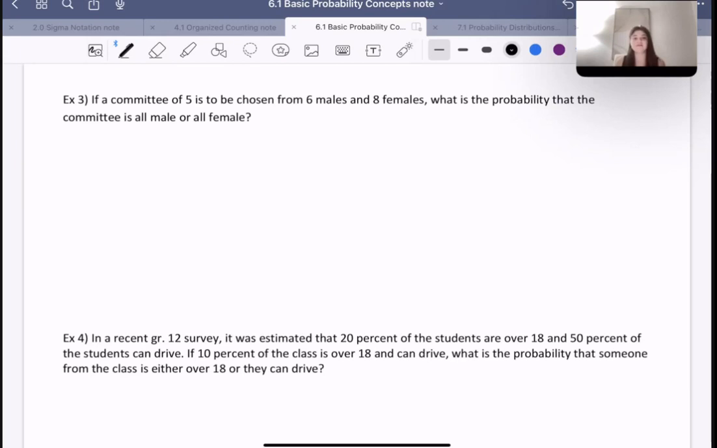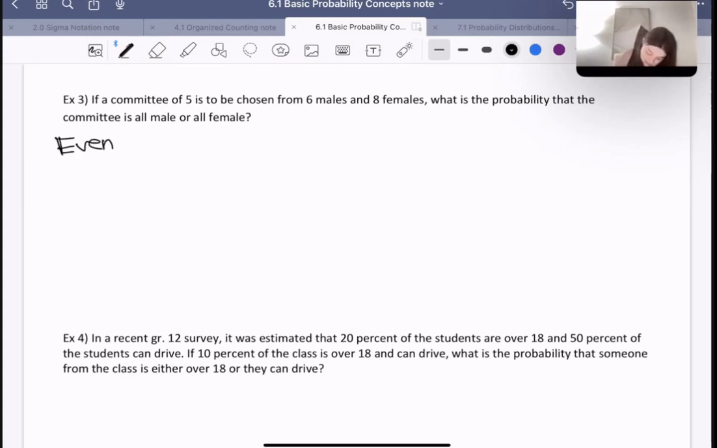If the event A is all males, then it's not possible to also at the same time have the committee be all females, and vice versa, right? If the committee is all females, then that means the committee is not all males. These are direct contradictions to one another, right? So let's write that down.